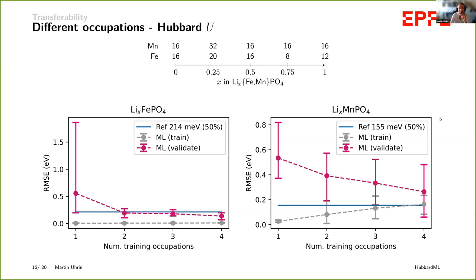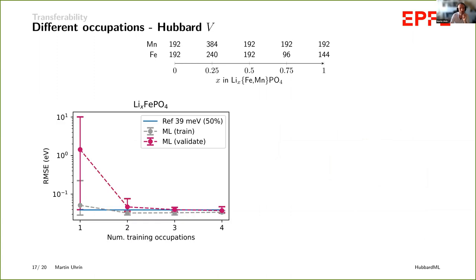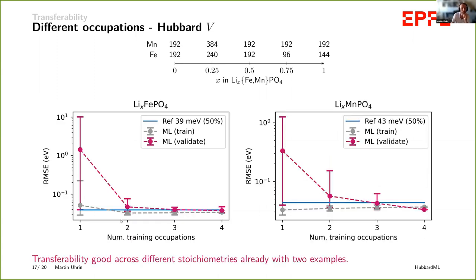So this was all for the Hubbard U, sorry. And if we now switch to the V, we play the same game. We see that already after showing it 2 out of the 5 of these, it's making fairly good predictions. So the transferability is there across stoichiometries. So we're changing the amount of lithium we have in there, which is changing the occupation matrices, and the model is still able to make decent predictions.